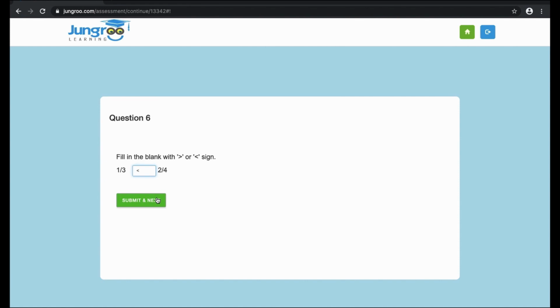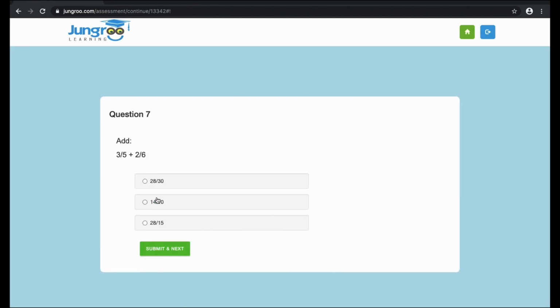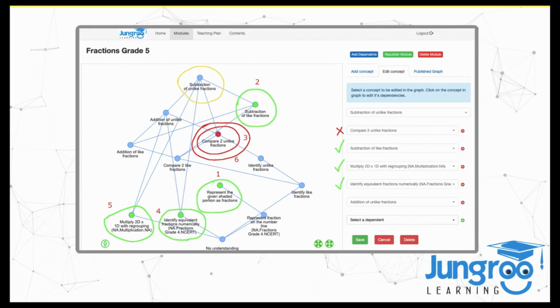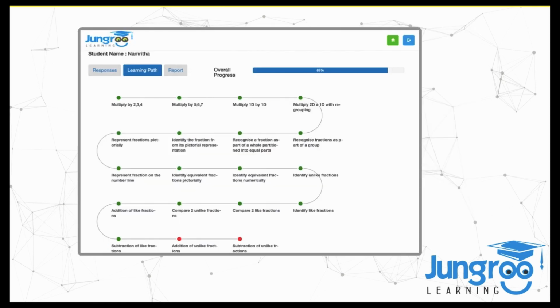Namratha gets it right this time. She gets her seventh question. Now, let's go back to the knowledge graph to understand what happened here. From Namratha's correct response, Professor Pi confirms that her earlier mistake was due to carelessness. Hence, he moves on to the next concept. Thus, by following the above process, Professor Pi identifies exactly where Namratha is in her journey of learning fractions, and provides her with a personalized learning path.